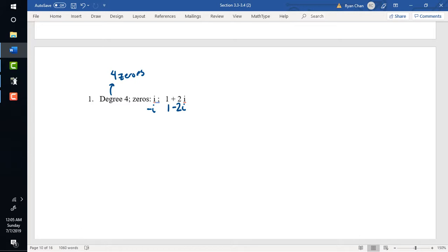So the way that I'll write this out is it's going to be x minus i, x minus negative i, x minus parentheses 1 plus 2i, and then x minus parentheses 1 minus 2i.